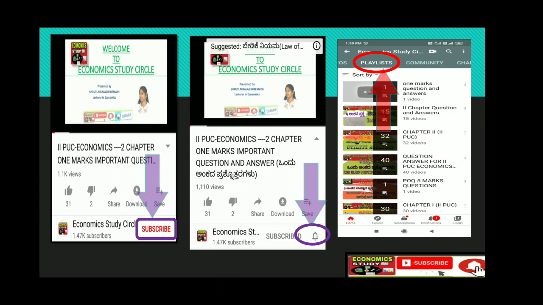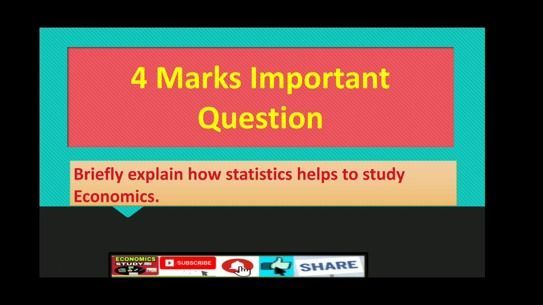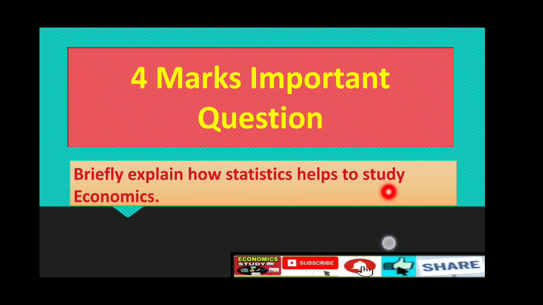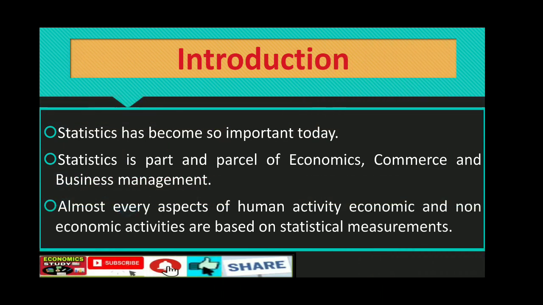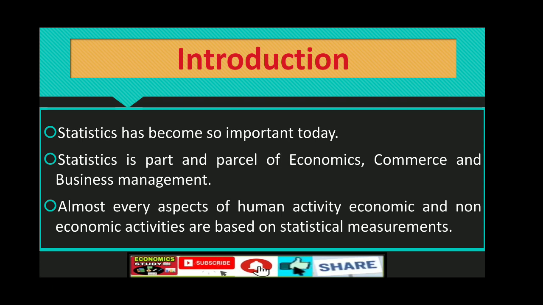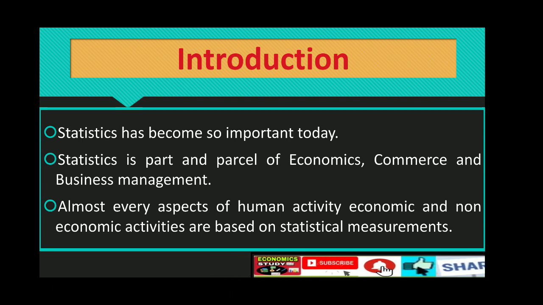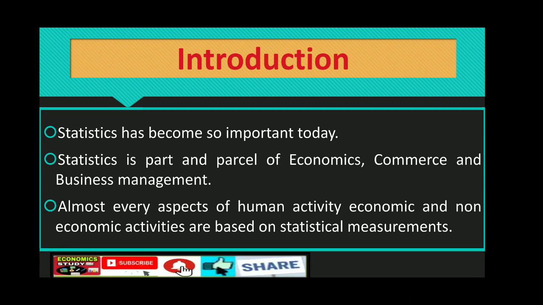In this episode, I am going to explain a 4 marks important question with an elaborate answer. The question is, briefly explain how statistics helps to study economics. The answer has three parts: first, introduction, which is very important to attract evaluators; then elaboration; and after that, conclusion. These three points are very important while answering, and the introduction and conclusion attract the evaluators so we may get more marks.